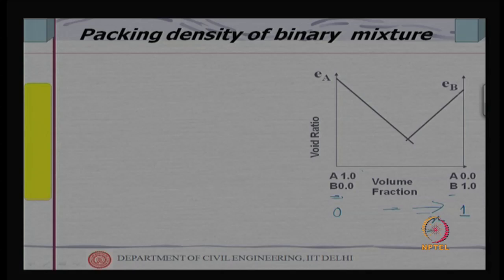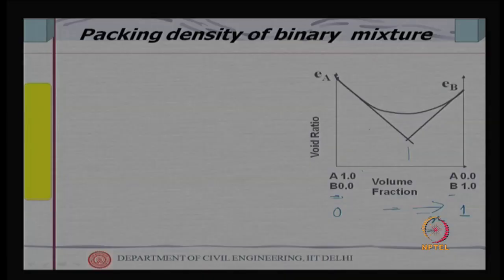This is what happens if I add a very small quantity, and if the same thing was happening, then ideally I should have a minimum void somewhere there at some proportion. But in reality, what happens is you get a curve like this. If you experimentally determine the void ratio at different proportions of two binary mixtures, with only two sizes of spherical particles, let us say marble balls or small playing balls, then you will get this sort of relationship of void ratio versus volume fraction.